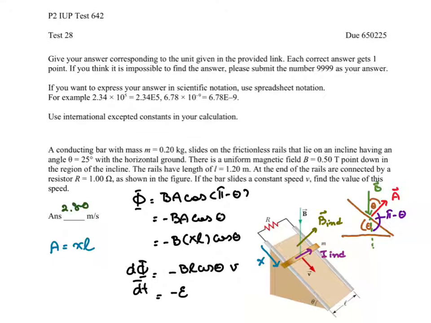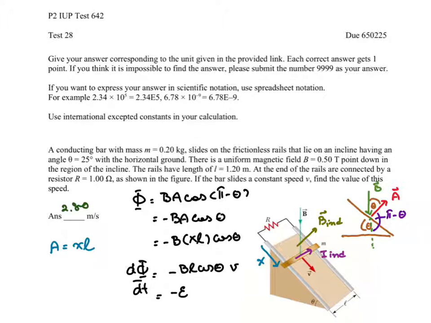Okay, let's see the solution of test number 28. This question is a little bit long. The question is, a conducting bar with mass m of 0.2 kg slides on a frictionless rail that lies on an incline having an angle theta equal to 25 degrees with the horizontal ground.